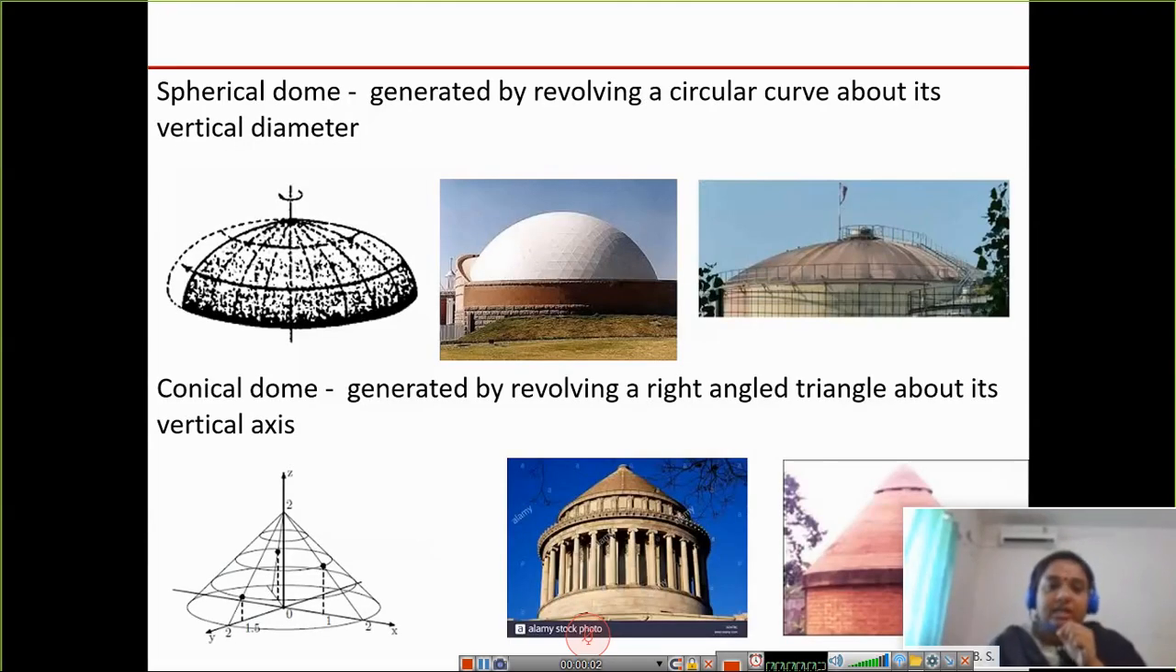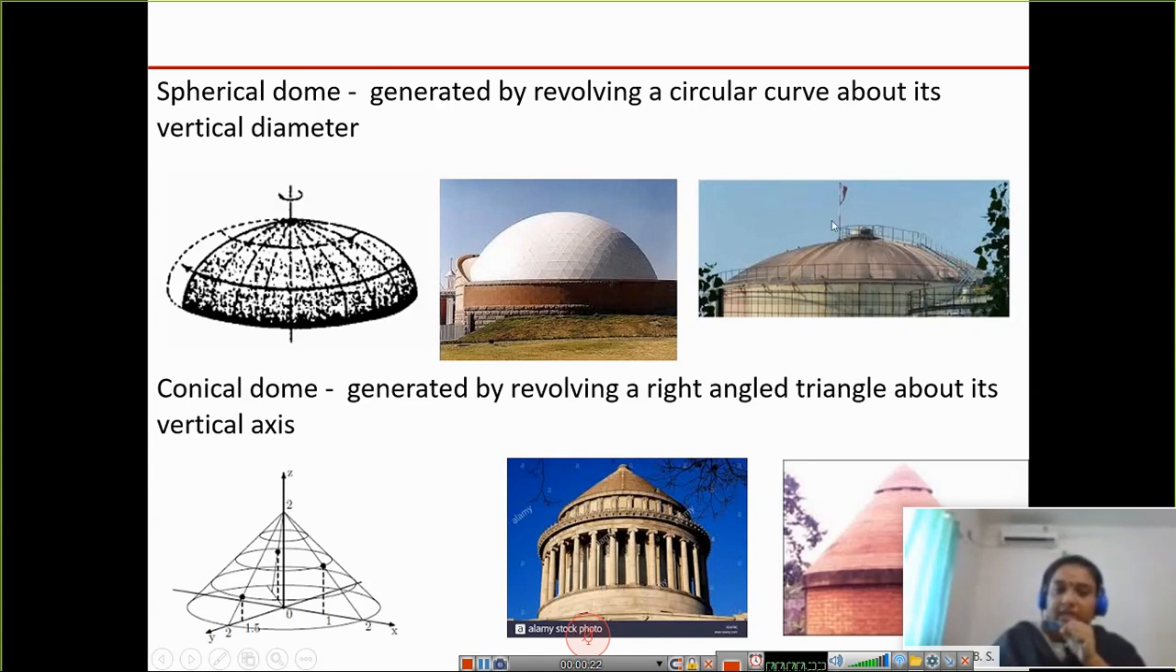and the spherical domes and conical domes. So what is the difference? You can say these are the practical examples. The planetarium roof is an example of a spherical dome, or the top of a water tank is an example of the spherical dome.